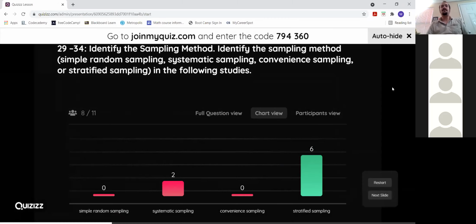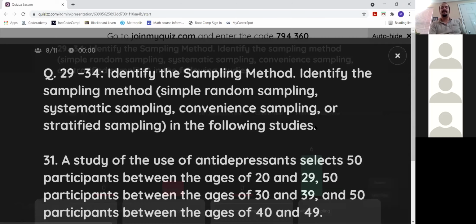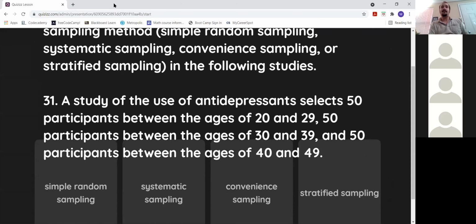What do y'all tell me? It should definitely be stratified sampling. Why is it stratified sampling? Where are my strata? Here's one group of people. Here's another group of people. So I'm grouping these people into groups by their age. If I'm grouping people by age, or by gender, that is stratified sampling.